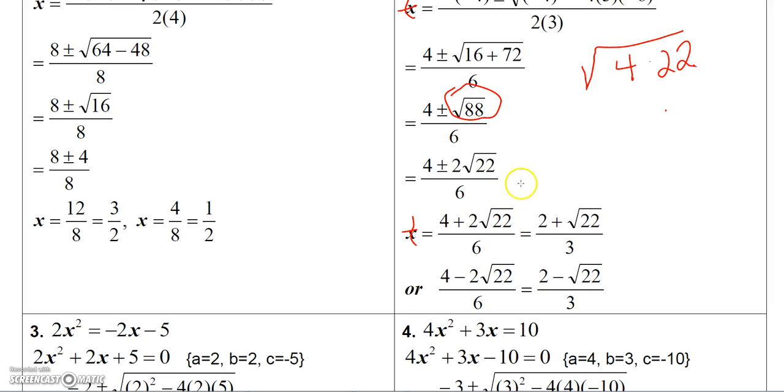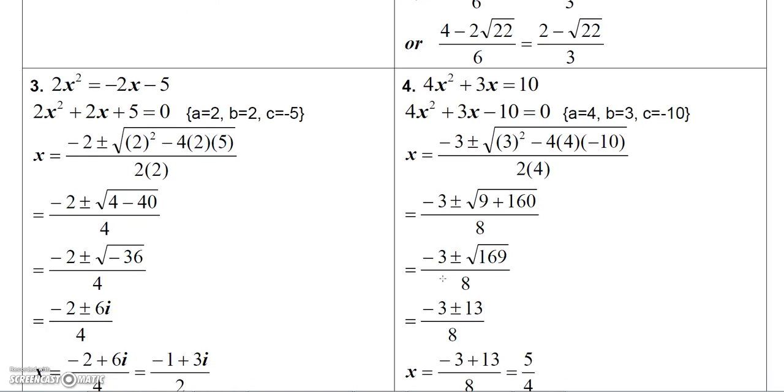Now, one thing that you could do here is, if you'll notice, all three of these terms can be divided by 2. So you could divide all three of these terms by 2 to simplify it. If you divide 4 by 2, you get 2. If you divide 2 square root of 22 by 2, it'll just cancel the 2, and you just get the square root of 22. And if you divide 6 by 2, you get 3. So I can simplify that answer by reducing those fractions to 2 plus square root of 22 over 3 and 2 minus square root of 22 over 3.